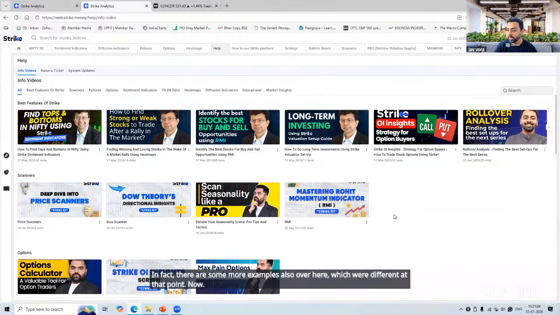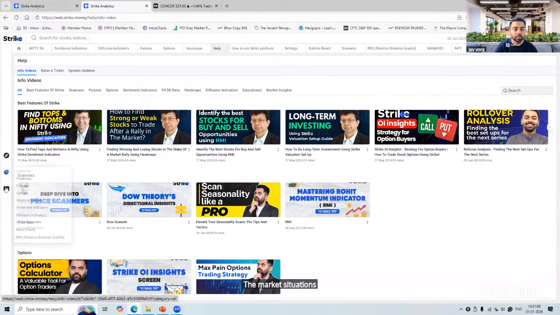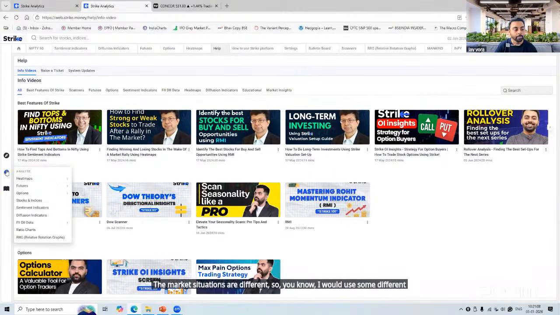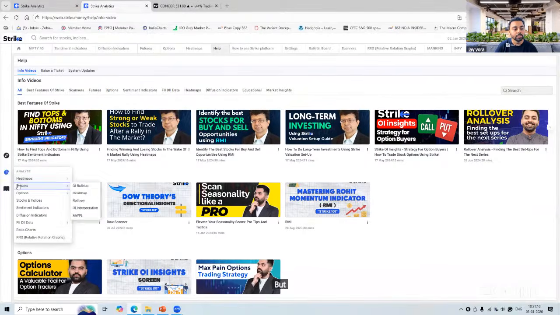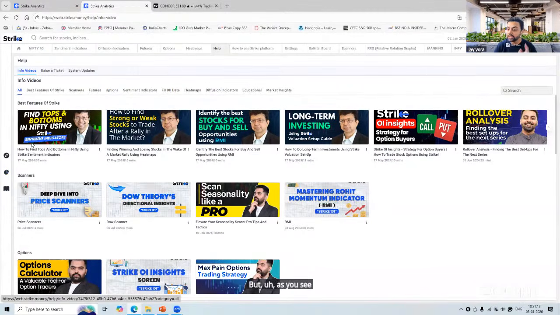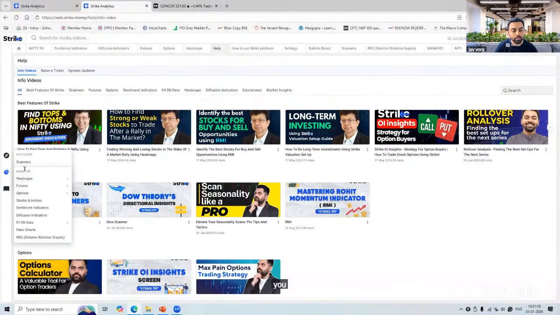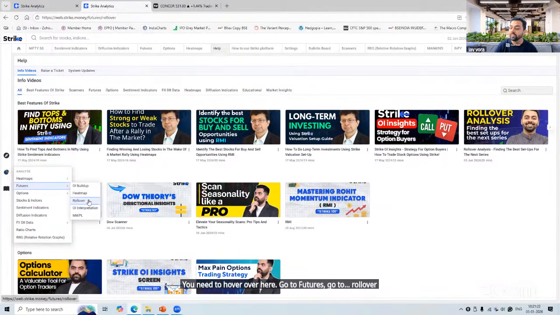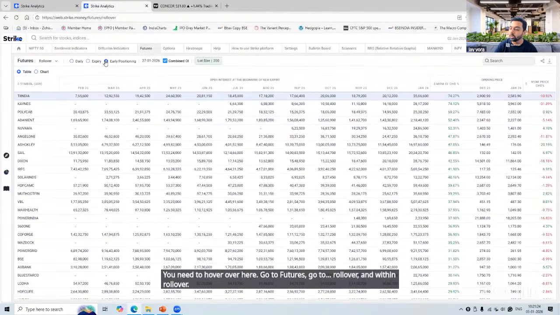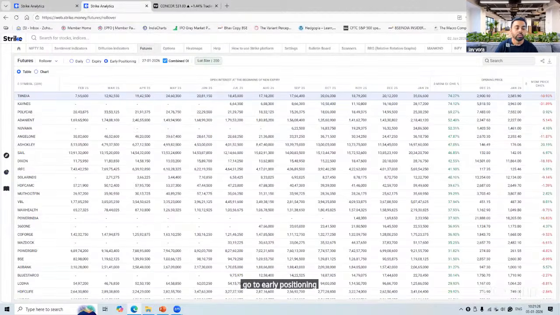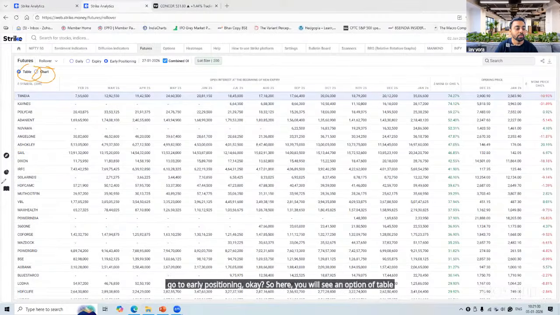Now, the market situations are different, so I would use some different examples. But as you see, to reach the early positioning page, you need to hover over here, go to futures, go to rollover, and within rollover, go to early positioning. Okay. So here you will see an option of table, and here you will see an option of chart.